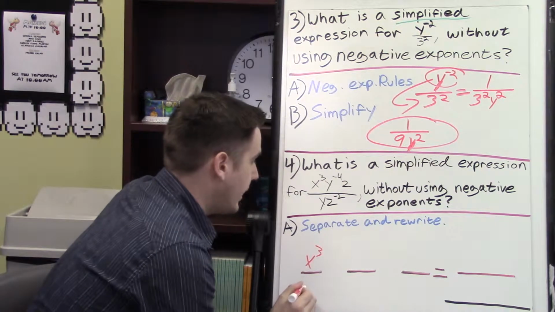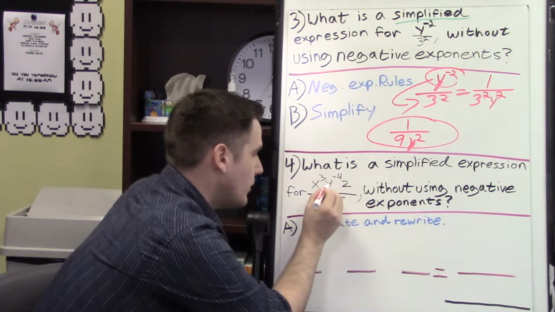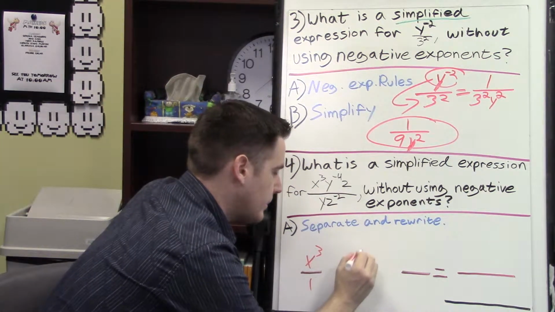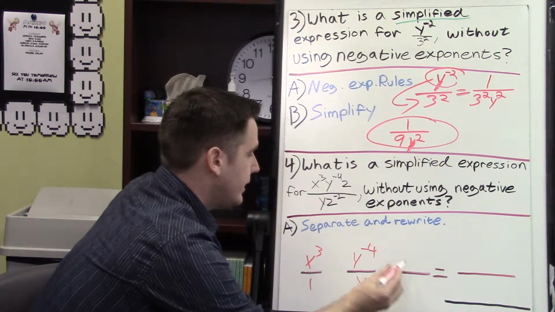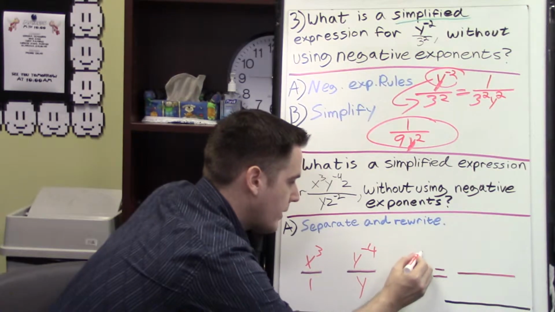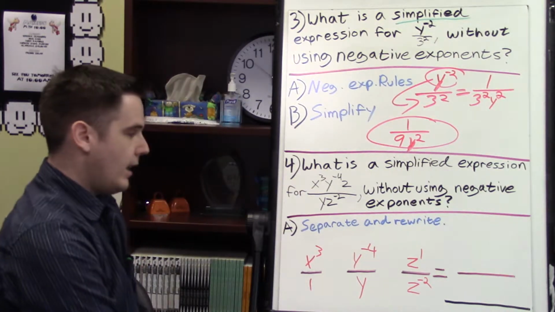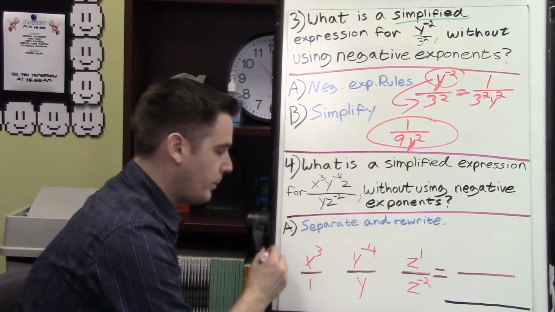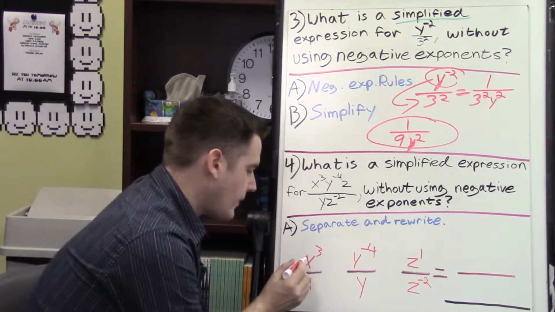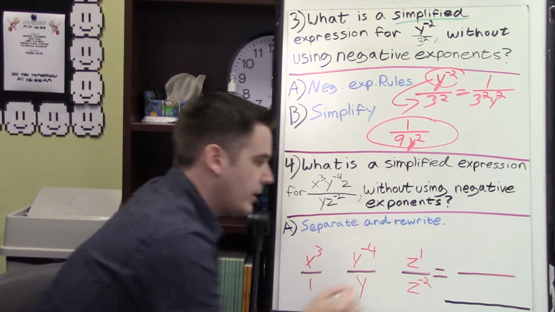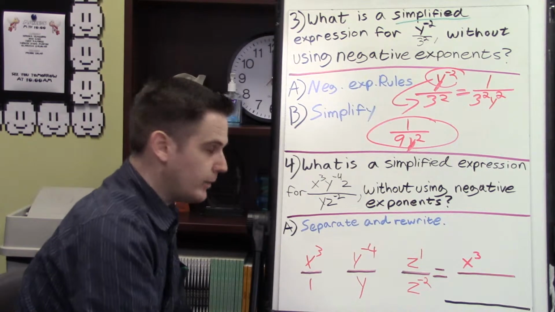X to the third, and no x in the bottom, so I'm going to leave that blank, or ninja 1, hi! Y to the negative 4 is on top, and I'm going to put any y's on the bottom. I see a single y, and then over here we've got a z with a ninja 1, hi! And z to the negative 2. Now we're going to solve these and put the answers into our answer box. So, x to the third over 1, there's no change there. Anything divided by 1 is itself.